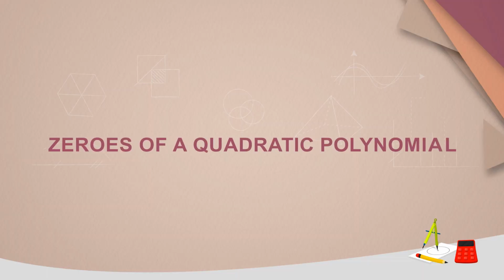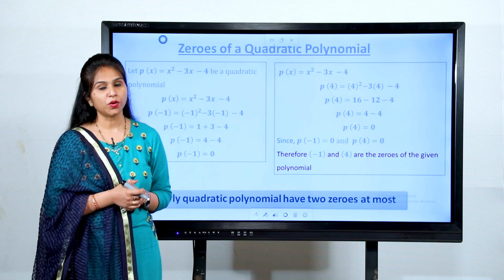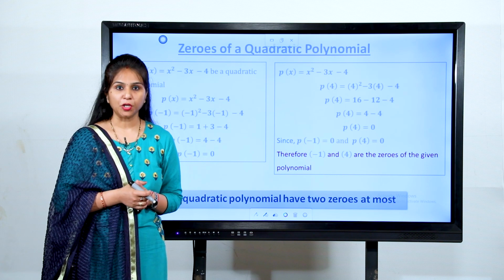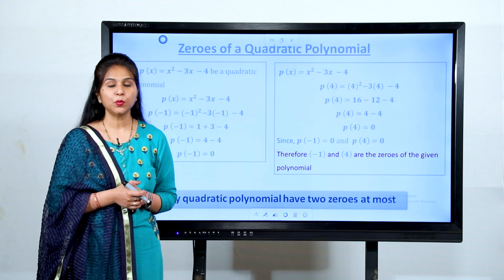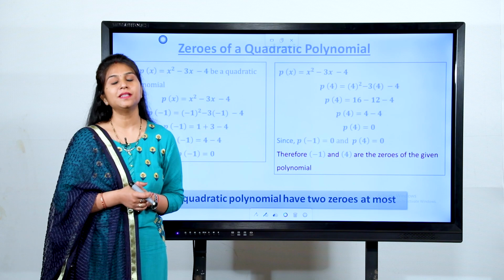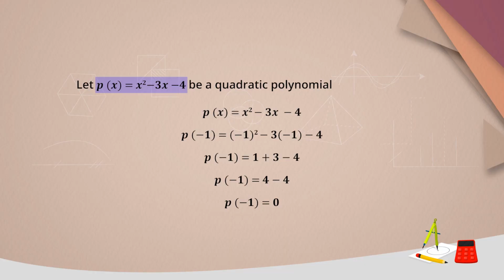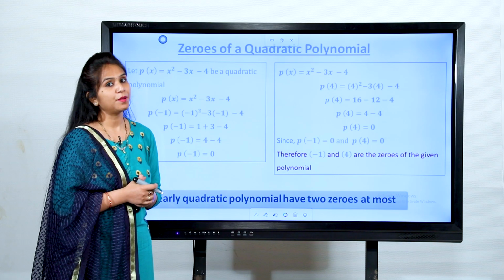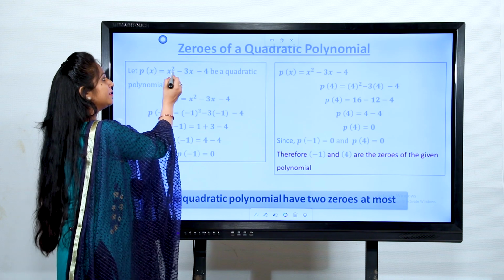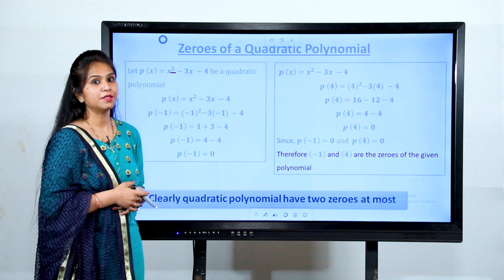Next we are going to discuss zeros of a quadratic polynomial. Children, let us recall what a quadratic polynomial is. A quadratic polynomial is a polynomial where the degree of the variable is 2. Now I am showing you an example here. Polynomial p of x is equal to x square minus 3x minus 4. This is an example of a quadratic polynomial. As you can see here, the degree of the variable is 2.